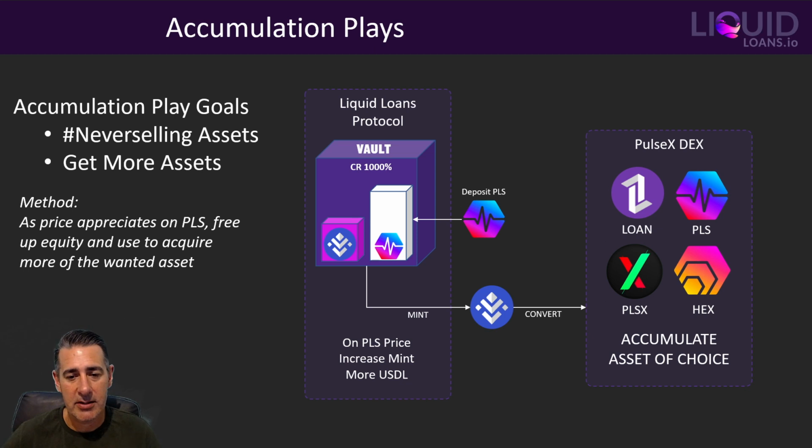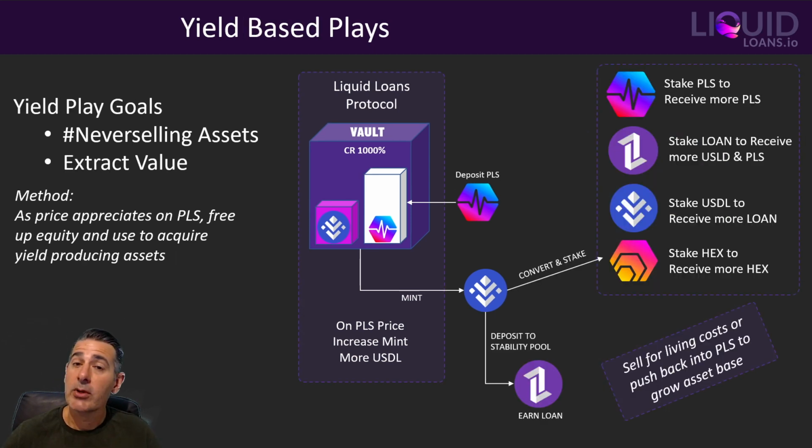You can't find a better asset than that. So let's have a look at yield-based plays now. So once again, yield-based plays are never selling our assets, but extracting some value from what those original assets produce. So as the price appreciates on Pulse, free up some equity, use that equity to acquire yield-producing assets. So in this instance, we're particularly talking about these assets because they produce a yield.